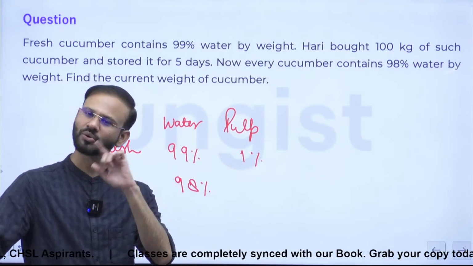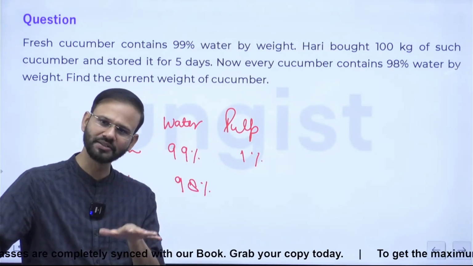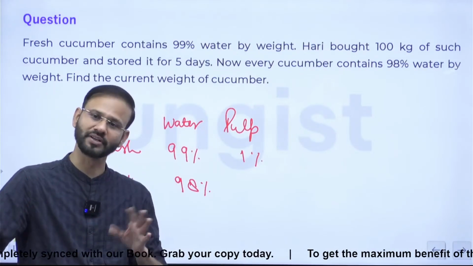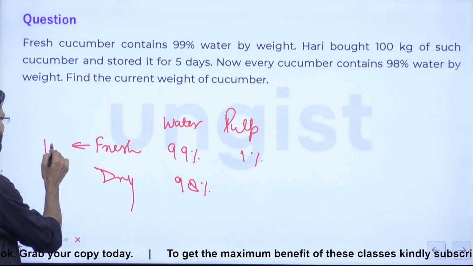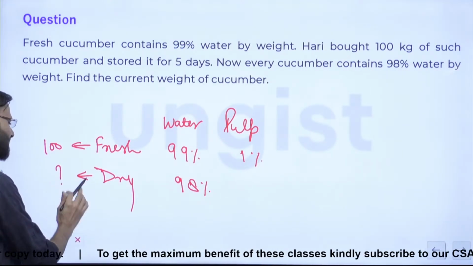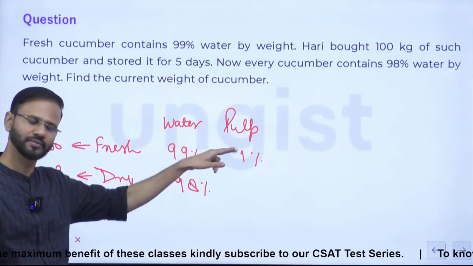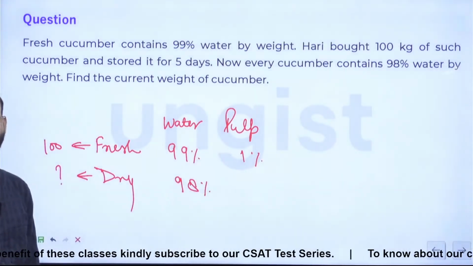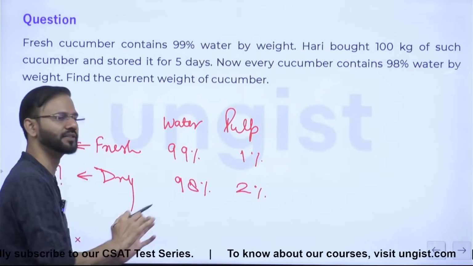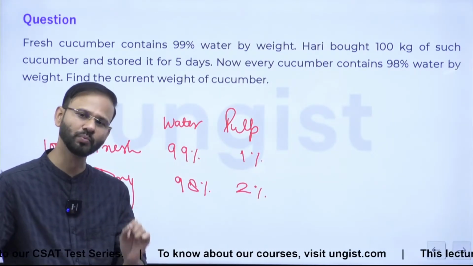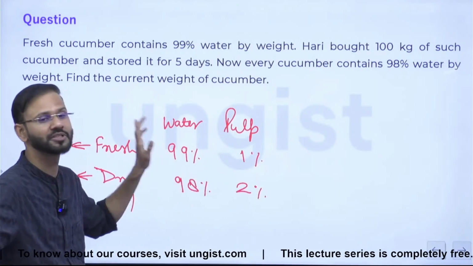See everyone, I told you once before, each value is 100% of itself. Be it 10 kg or 100 kg or 50 kg or 40 kg, whatever, it is 100% in itself, right? So there is a weight of the fresh stage, given as 100 kg, and a weight of the dry stage that we need to find, and this will also be 100% of itself. So the concentration of pulp will be 2% in the dry stage, because it should always become 100%.